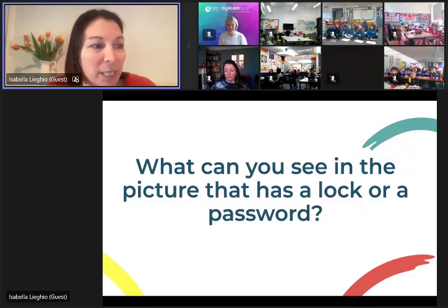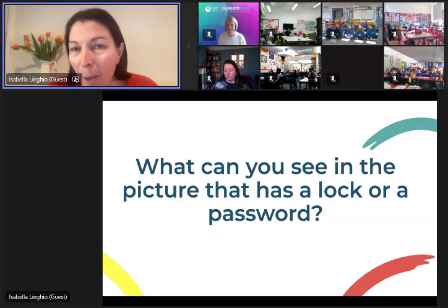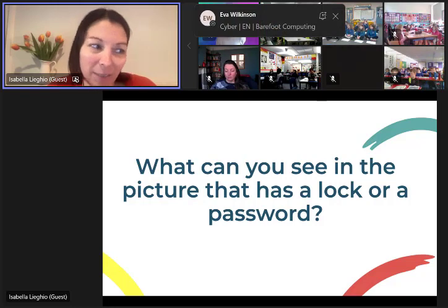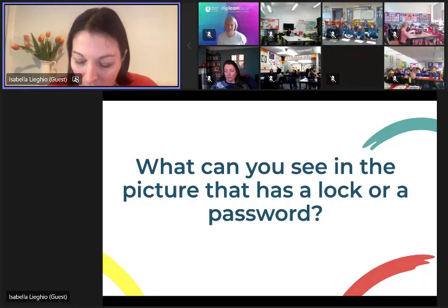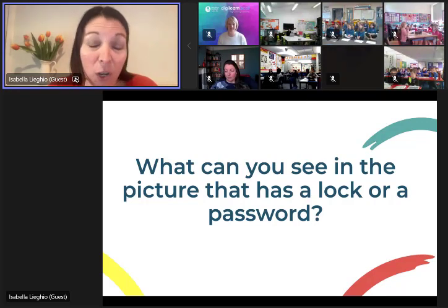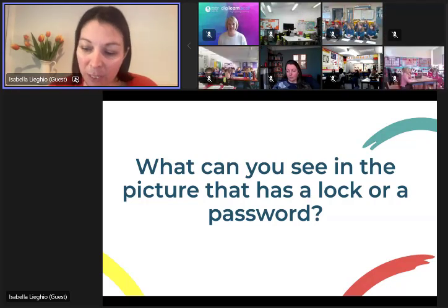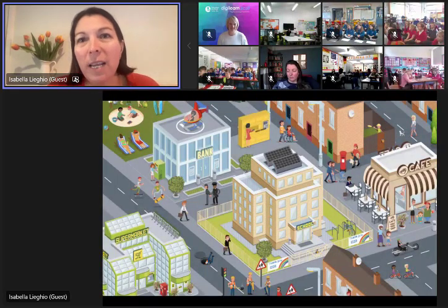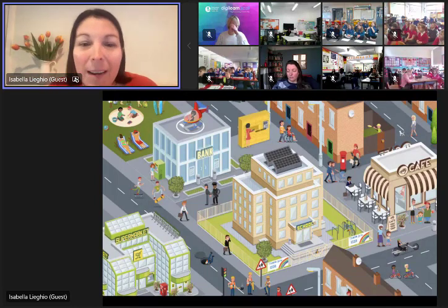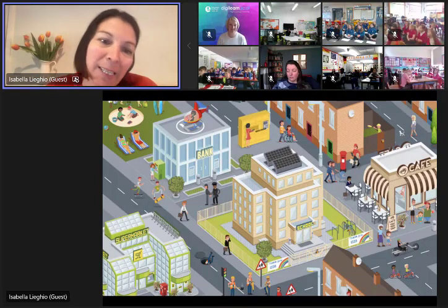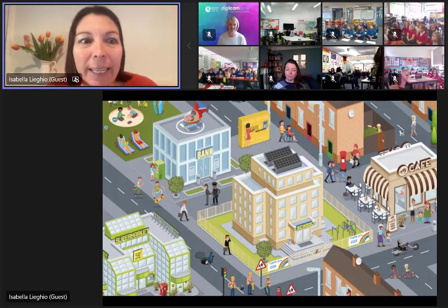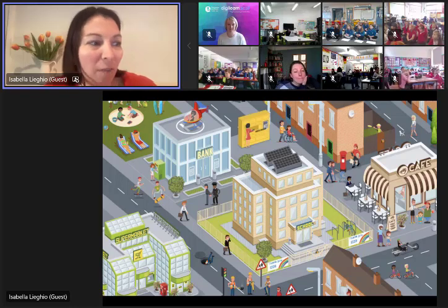Okay, so we're going to start by thinking about locks and passwords. And I love this activity. We're going to think about everything we can see in the picture that I show you, which has got a lock or a password. Now, you might have seen this kind of picture before. It's a bit like a Where's Wally style picture where you have to find the things hiding in the picture. And in this particular picture, there's loads of different things hidden in it, some of which have got locks or passwords.